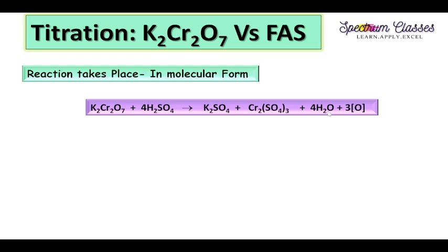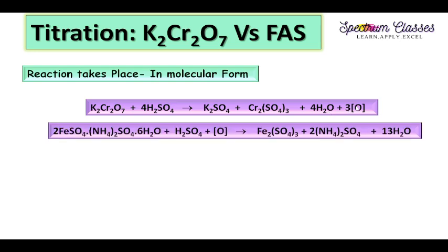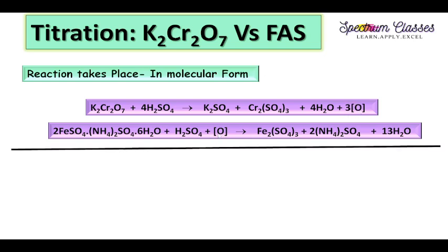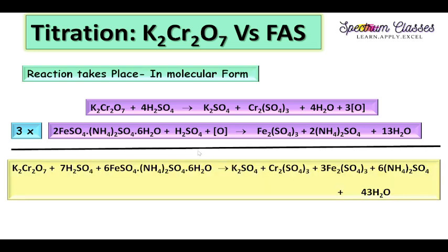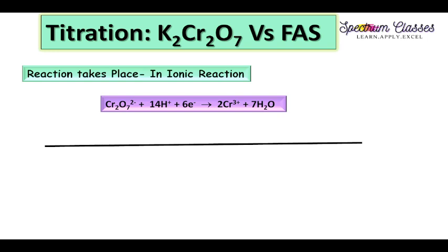So this is the reaction of K2Cr2O7 with H2SO4. This gives nascent oxygen, and this nascent oxygen reacts with the FAS solution, and it forms ferrous to ferric. Here we have FeSO4, here we have Fe2(SO4)3, and since 3 nascent oxygens are there, on multiplying this equation by 3 and adding both the reactions, we get this molecular equation. It will be better if you understand it in the ionic form.